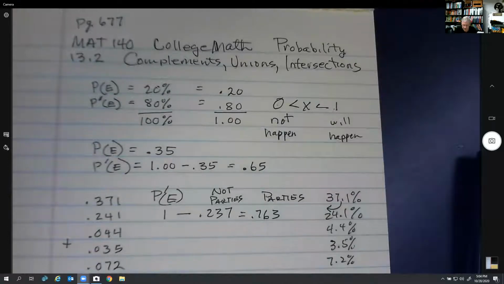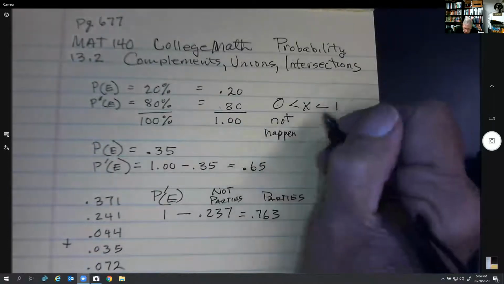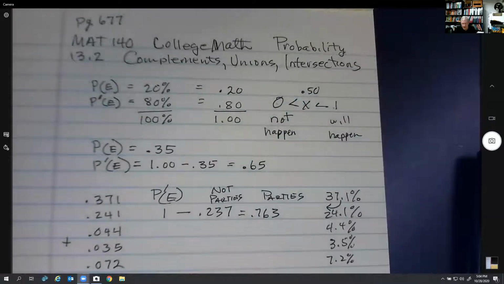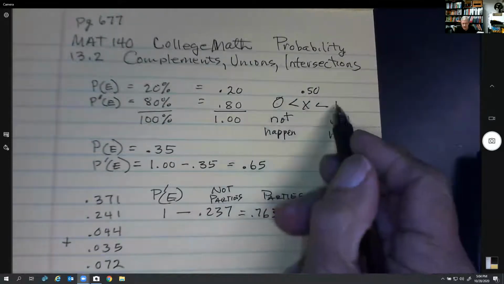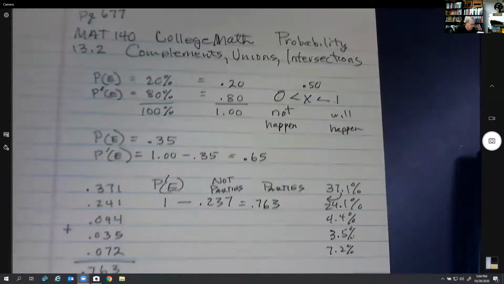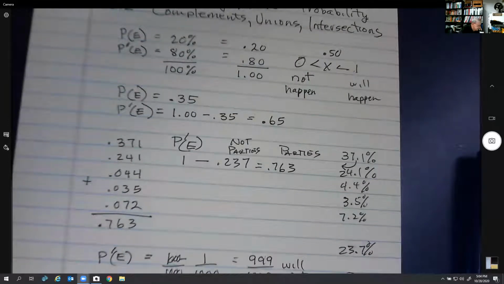So maybe you have a 50% chance of winning. So your probability is 0.50 or 0.5. That's between 0 and 1. So a probability of 0 means it's never going to happen. A probability of 1 means it's always going to happen. Okay, so that's what we're talking about there.